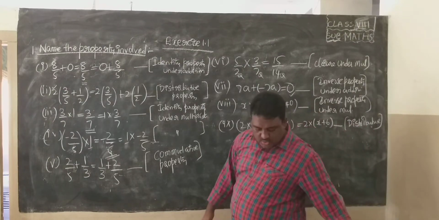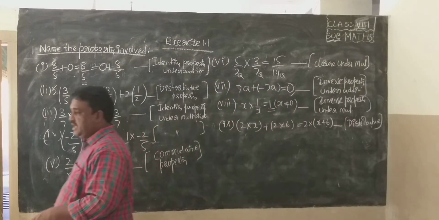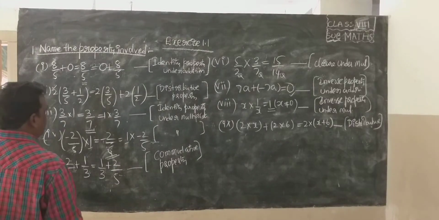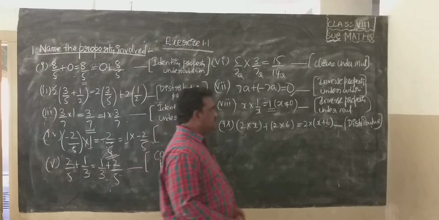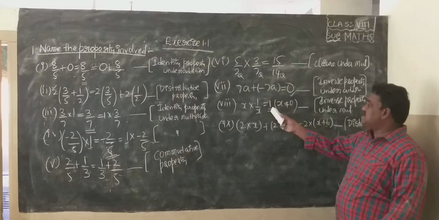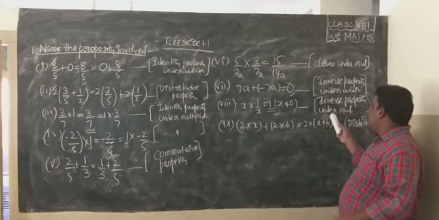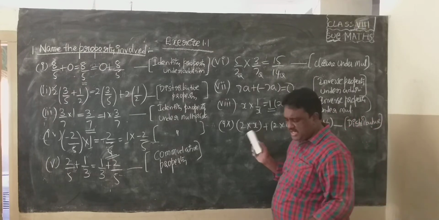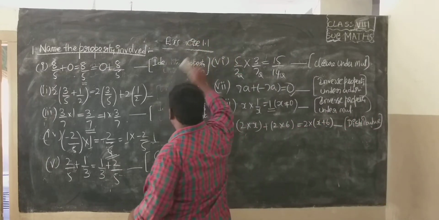So through discussion we are writing the name of the property everywhere. When 0 is there, it is identity property under addition. When 1 is there, it is identity property under multiplication. Sometimes you are getting 0 as the answer, it is inverse property under addition. Sometimes you are getting 1 as the answer, it is inverse property under multiplication. So this is problem number 1, very easy, only name of the property is enough.